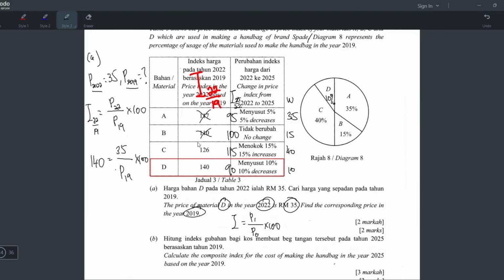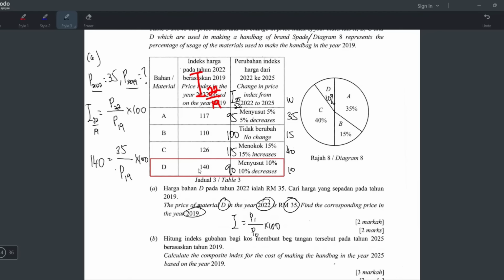Okay, you cannot masuk all this. Walaupun ini semua pun 22, 19, but the soalan got say is the price of D. For material D. That's why you can only tengok yang ni 140. And please don't go and masuk 90. Yang tu tak boleh. Yang tu tahun dia tak sama. Itu 25, 22. Saya nak yang 22, 19 punya. So it can only be 140 lah.